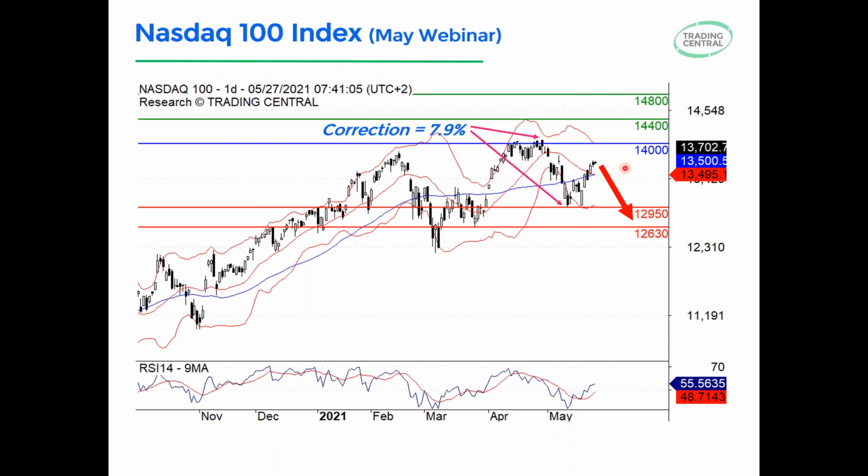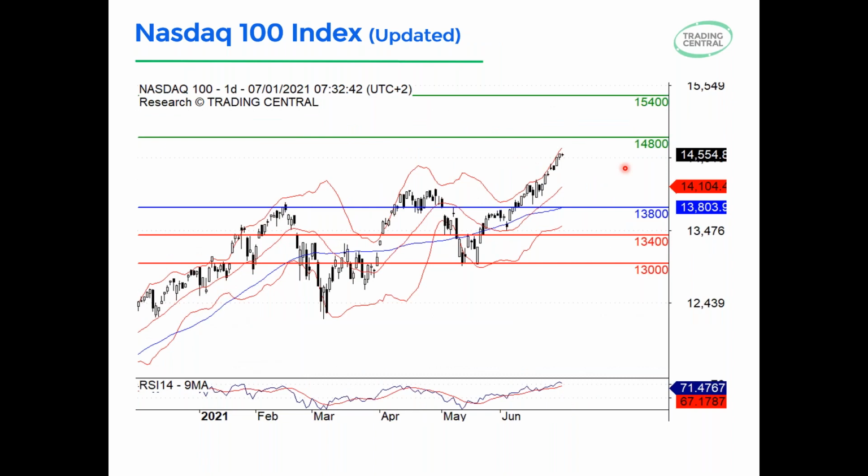In a bull market, a pullback, a consolidation of 8%, is normal. Okay, now, not even 14,000. It has reached the 14,500 level. This rebound is very remarkable. It's much more remarkable than the S&P and Dow Jones rebound.